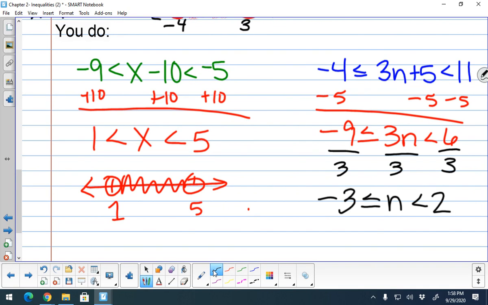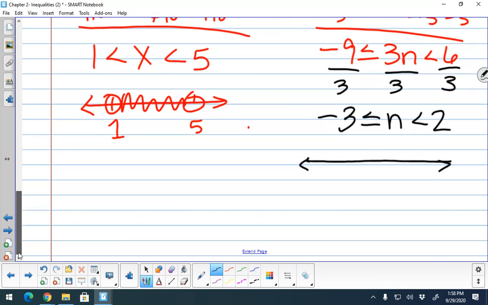The only thing you have to be careful with in this step is if this had been negative. If that's a negative, both of these inequality signs would have had to go to the other side. My computer totally just walked out. All right? So in graphing this, we should have had a closed dot for negative 3. We should have had an open dot for 2 and shaded in between.